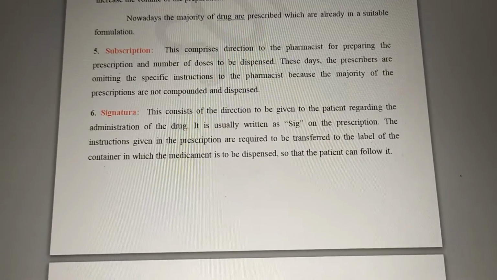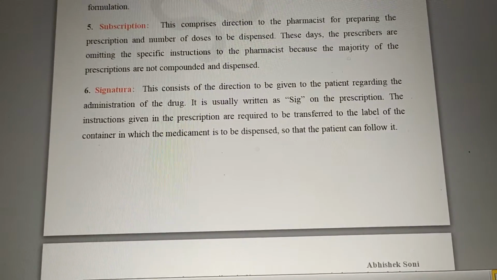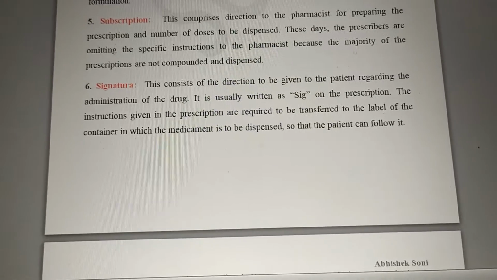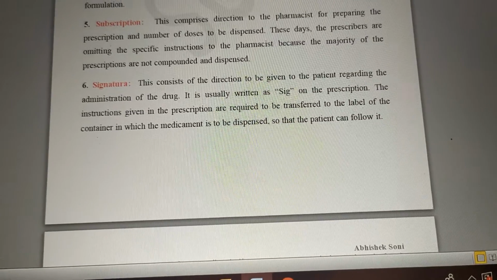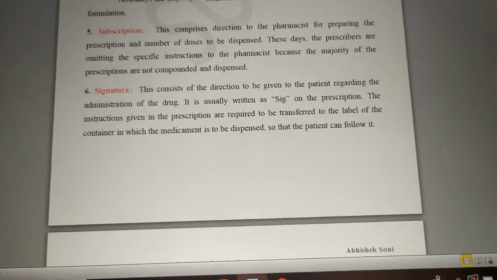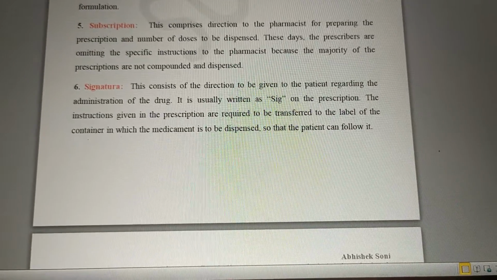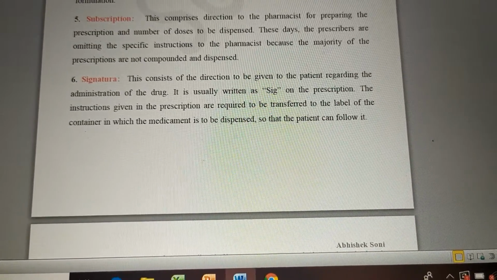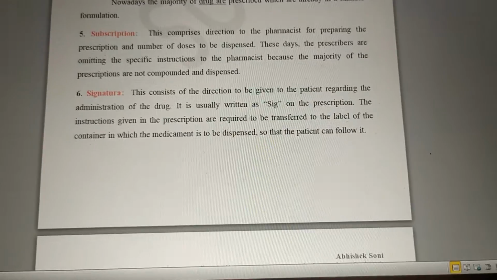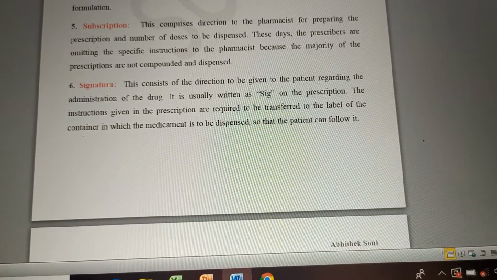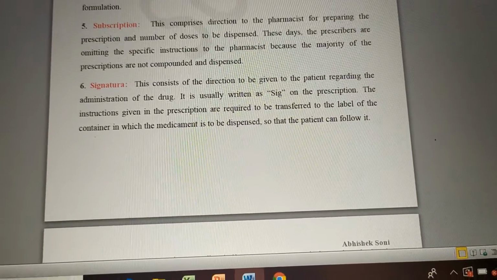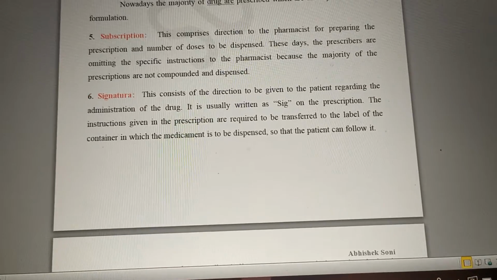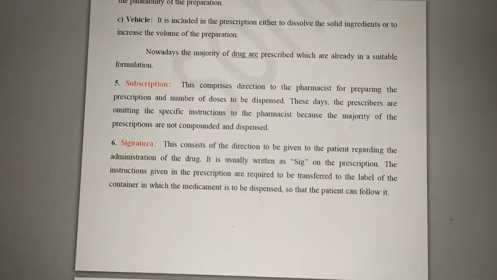Signature. This consists of direction given to a patient regarding the administration of drug. It is usually written as SIG on the prescription. The instructions given in prescription are required to be transferred to the label of the container in which the medicament is to be dispensed so that the patient can follow it.